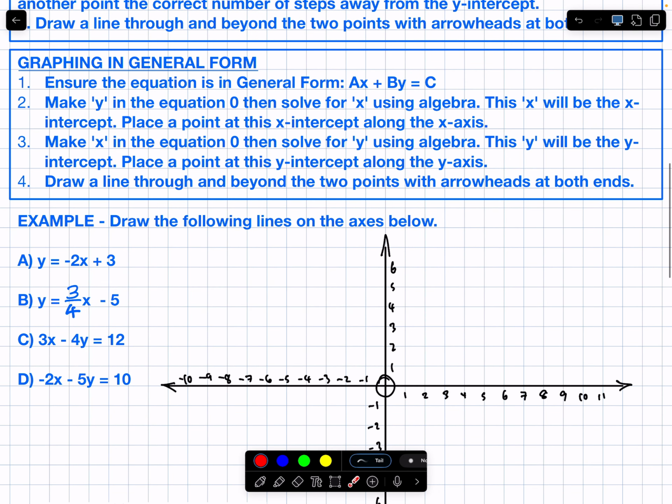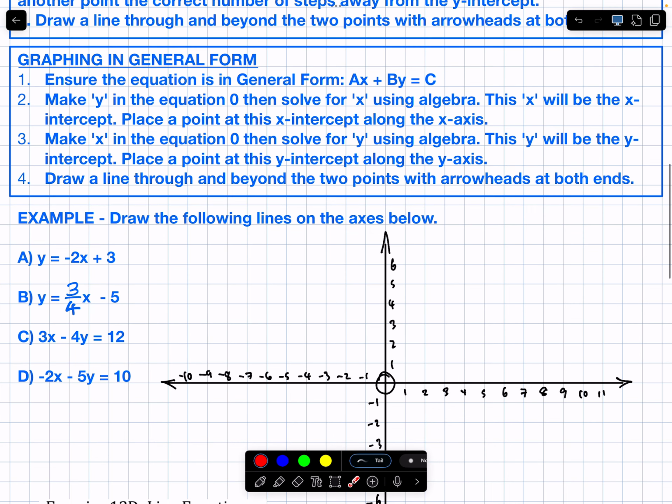So what were the steps? Check that your equation is in slope intercept form. The one that I've circled, does that look like y is equal to something x plus something else? You got negative 2x plus 3. Okay, so the second step was put a dot at C, which is the y-intercept. So what is this equation telling me C is? 3. So I'm going to put a dot at positive 3.